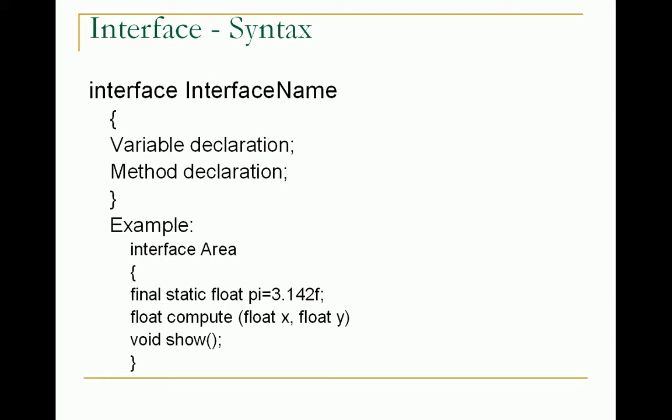Here comes the syntax of an interface. We have interface as the keyword, followed by the interface name, wherein variable declarations are followed by the method declarations. For example, we have an interface named area. This interface has the variable pi, which is declared as final static float and given the value for pi. Then there are two methods called float compute and void show.